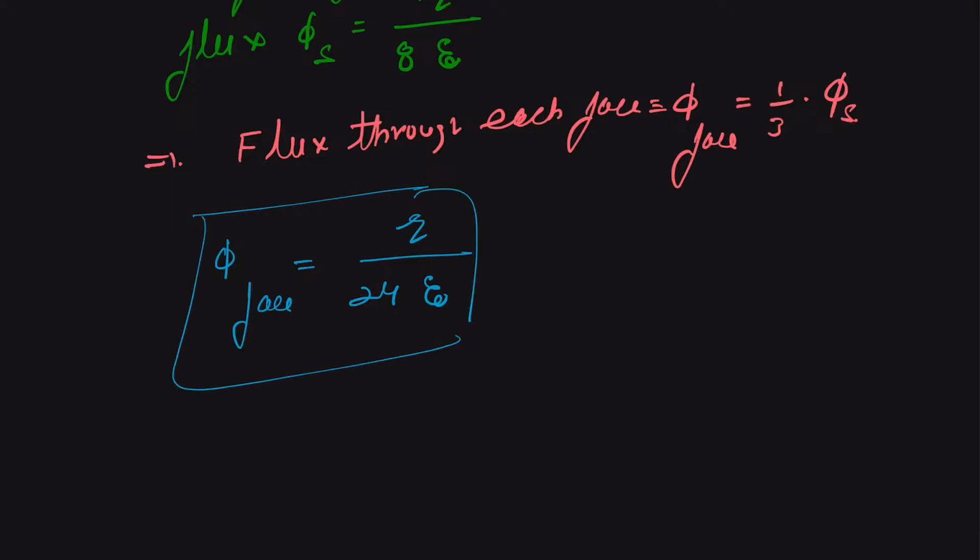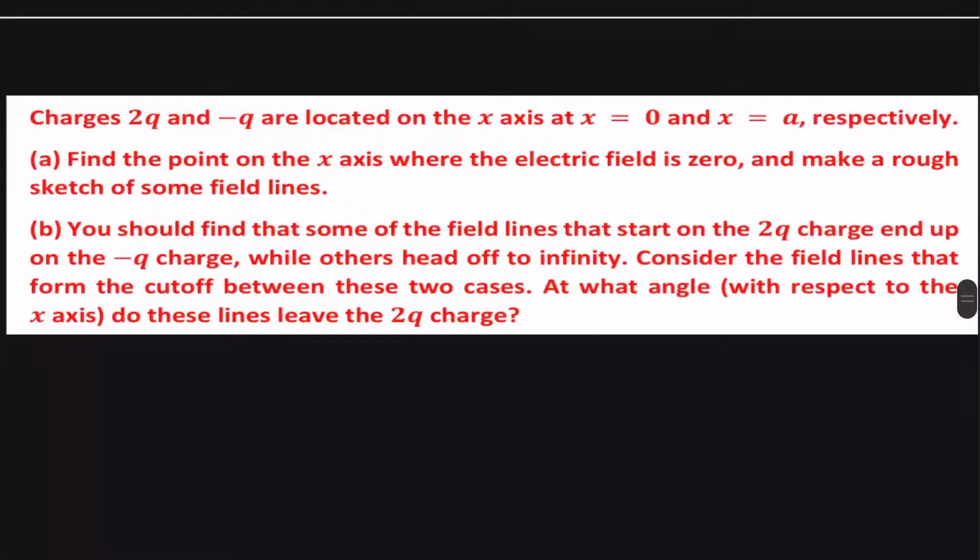So this was the flux associated with the charge which is placed at the corner of the cube. The placement of the charge is very much important. For this particular case, we have used Gauss law, specifically Gauss law for symmetry. Okay. Next question.